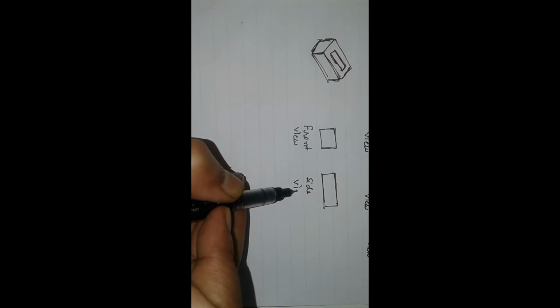Front view. If you draw like this, it is the side view. And if you see from the top, you will get the top view. So this is about the brick.